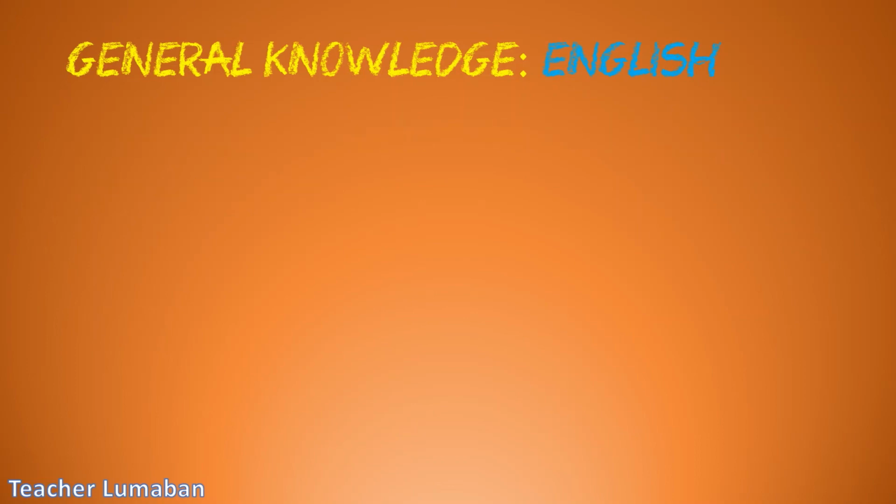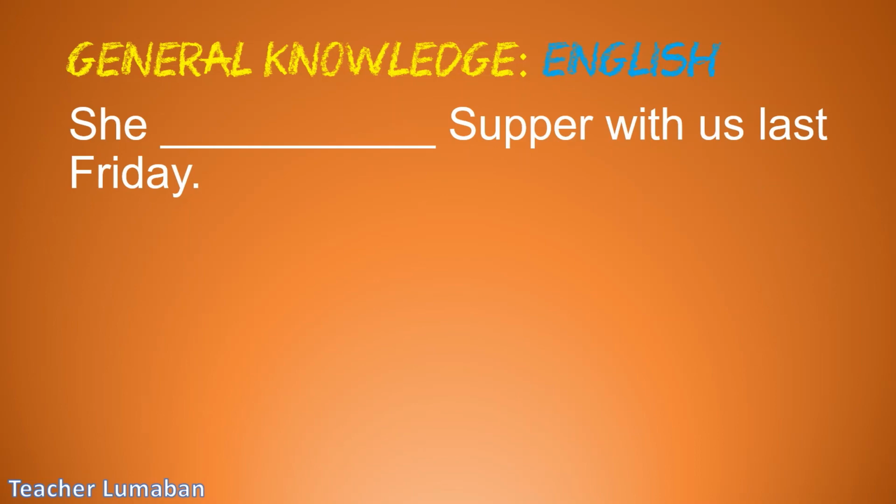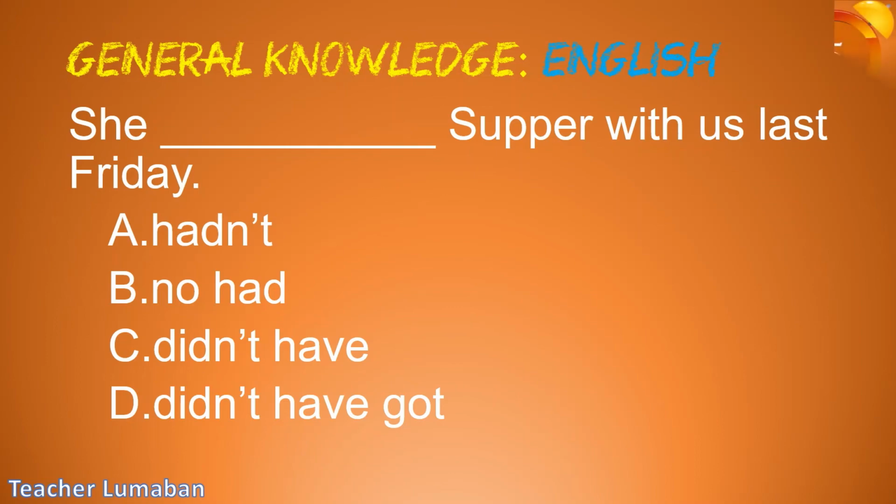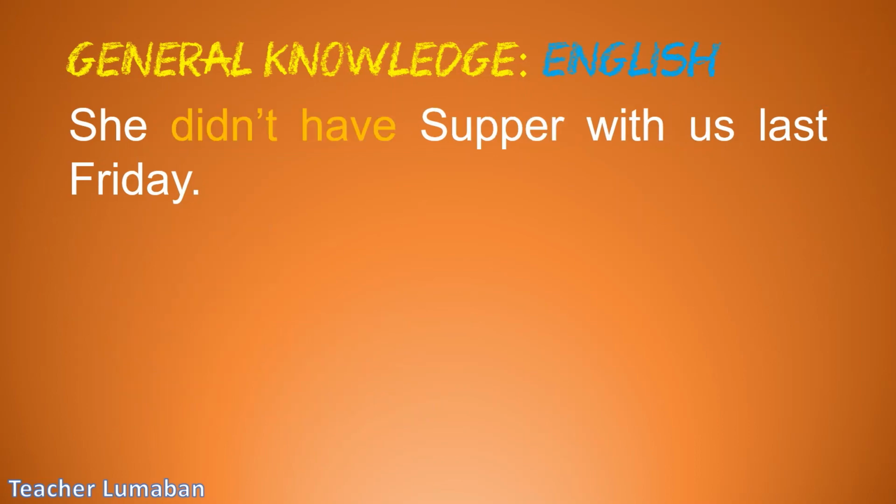She blank supper with us last Friday. Letter A, hadn't. Letter B, no had. Letter C, didn't have. Letter D, didn't have got. Choose the suitable answer to the following choices in 5 seconds. 5, 4, 3, 2, 1. The correct answer is letter C, didn't have. She didn't have supper with us last Friday.